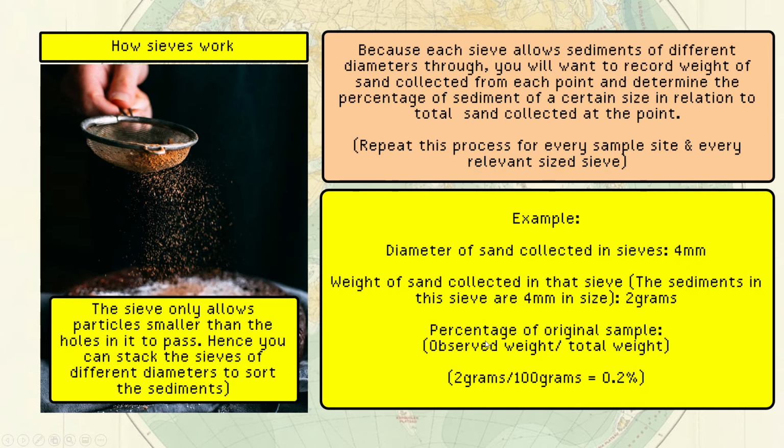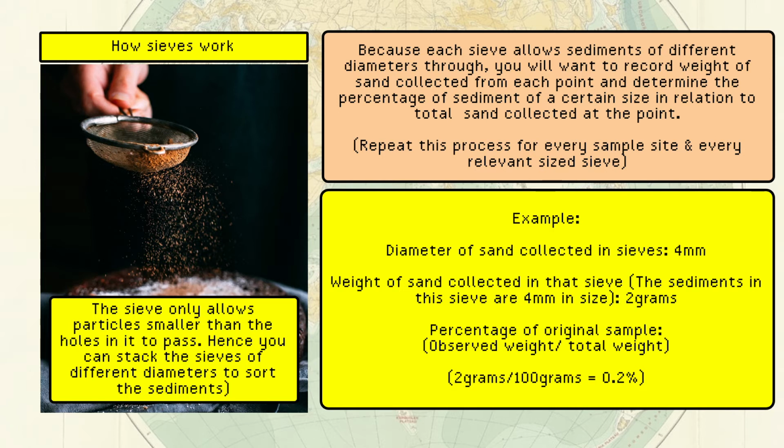Then what I do is put the observed weight, which is this 2 grams here, the weight of the interested sediment, divided by the total weight. So I collected 100 grams, for example. So 2 grams over 100 grams, and it only makes up 0.2%. So I think I got my math wrong here. It should actually be 0.02%. So particles which are of 4 mm size only make up 0.02% of the total weight of sand collected at a particular point.